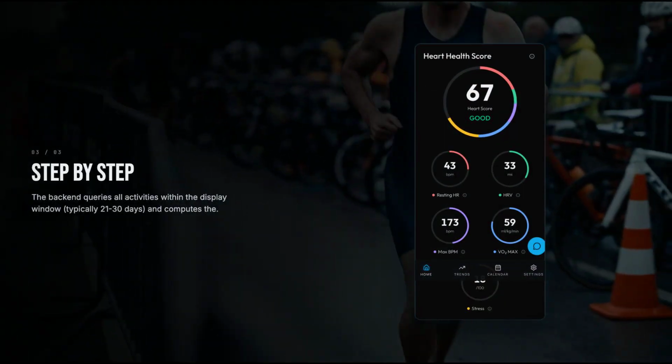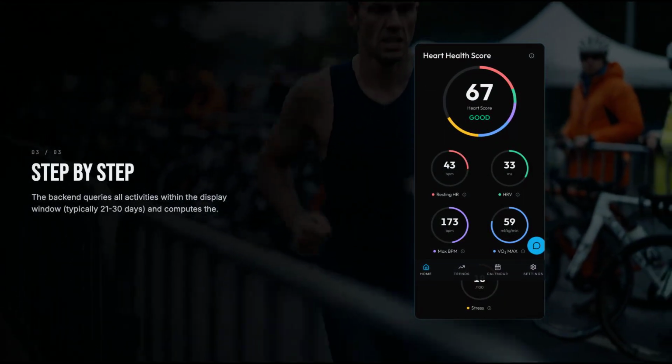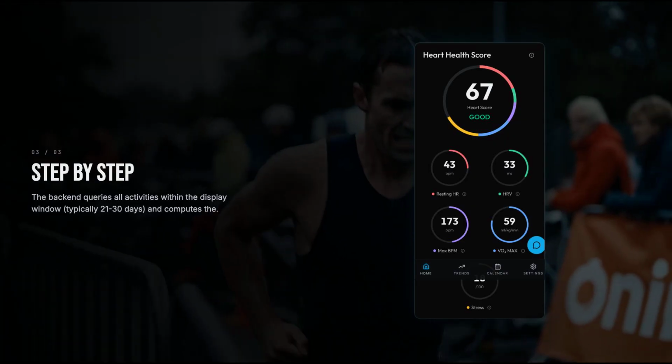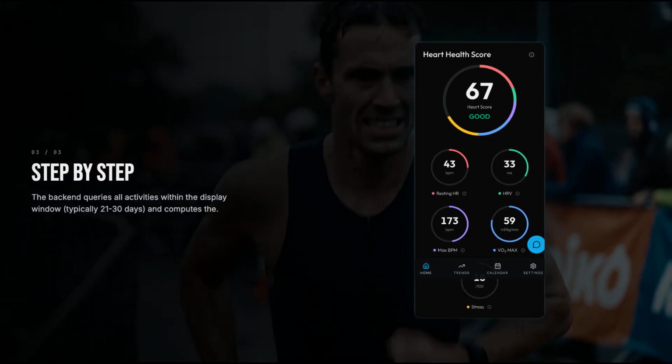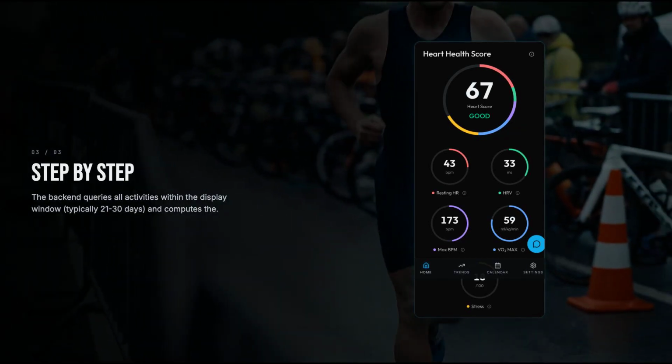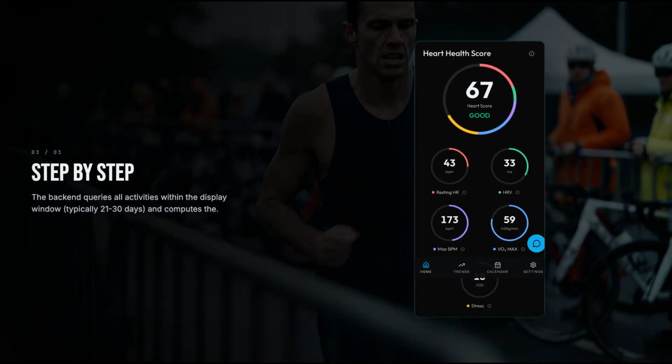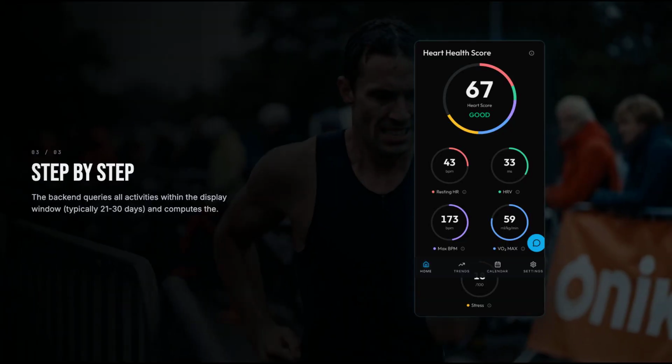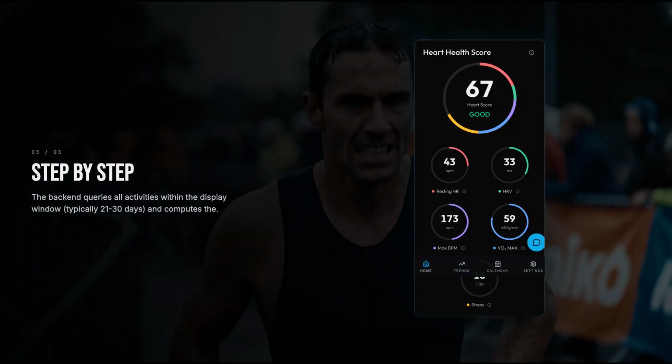The backend queries all activities within the display window, typically 21-30 days, and computes the arithmetic mean of average heart rate across all runs on each day. If multiple runs happen on one day, they are averaged together.